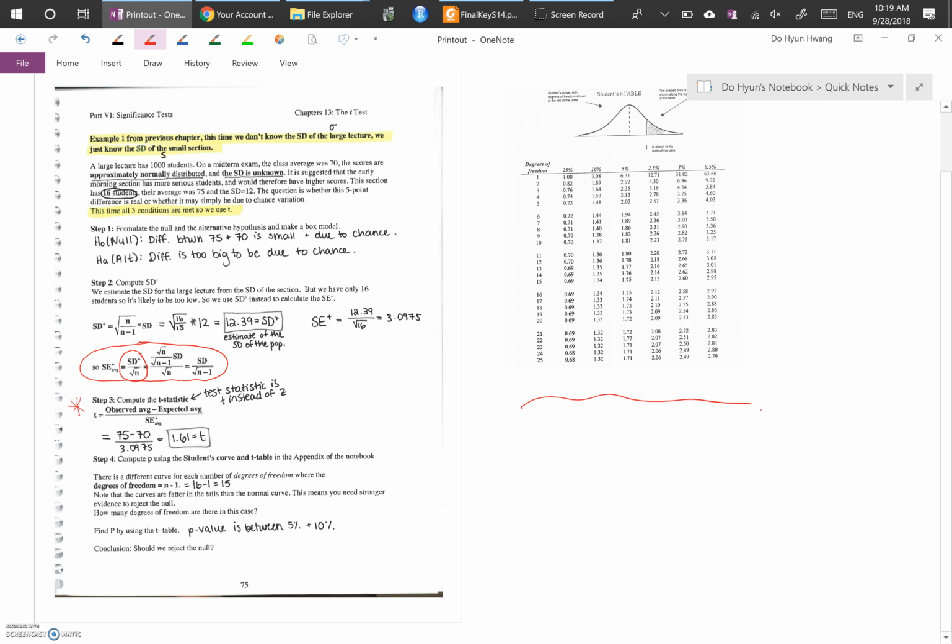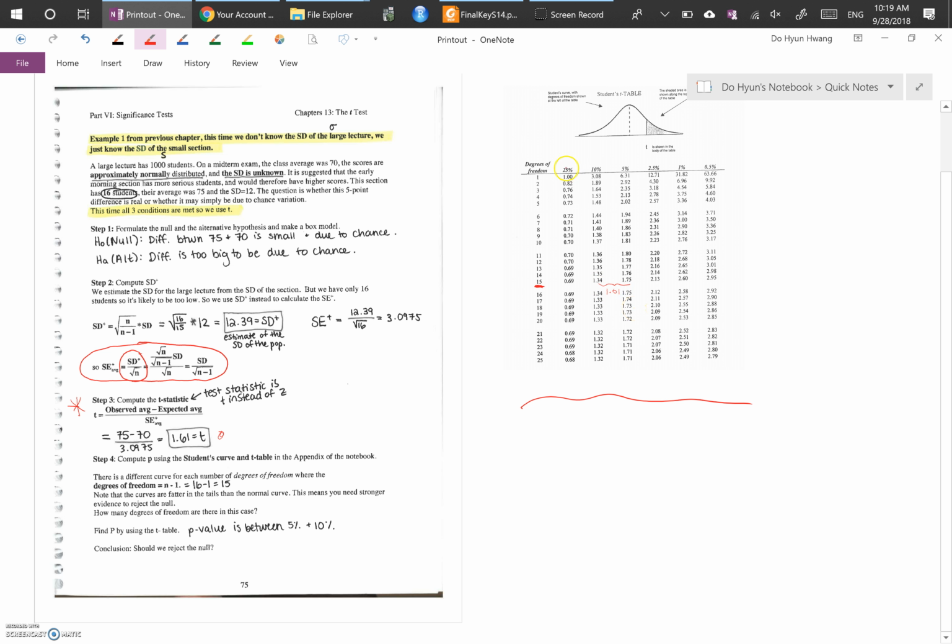Here's the t-table. It's pretty easy to use. I'm going to go down. I have 15 degrees of freedom, right? So I'm going to go down to that row. And all of these numbers are t-statistics. So I'm looking for mine. I'm looking for the 1.61. So I'm going to go over. I probably won't find exactly my number, but I do know that 1.61 is in between 1.34 and 1.75.